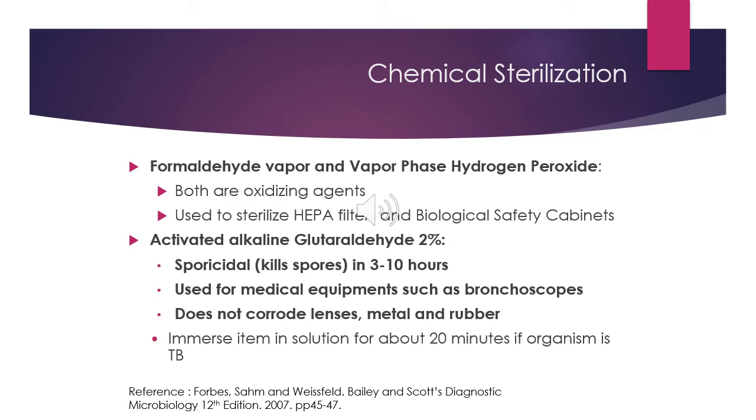Other chemical means of sterilization, you can use formaldehyde, either vapor or vapor phase hydrogen peroxide. They are both oxidizing agents. They can be used to sterilize your HEPA filters and biologic safety cabinet. Formaldehydes are activated glutaraldehyde. It's sporicidal, it kills spores. So you can use it to sterilize your medical equipment, your bronchoscope, and it also does not corrode your lenses, your metal, and rubber.